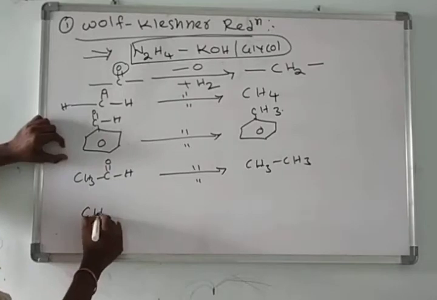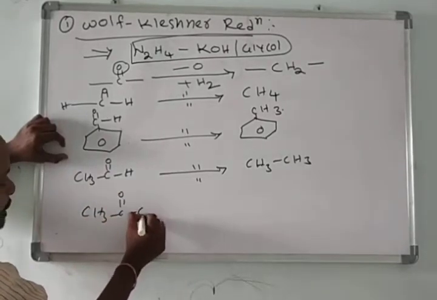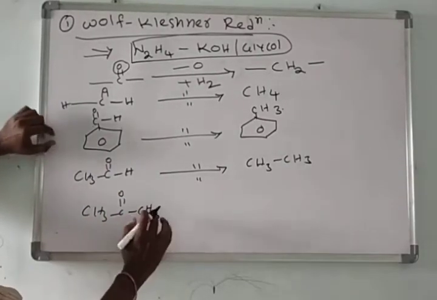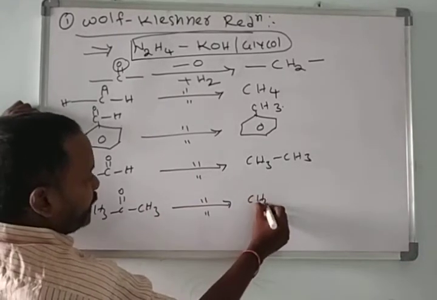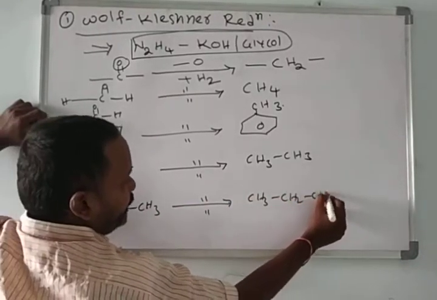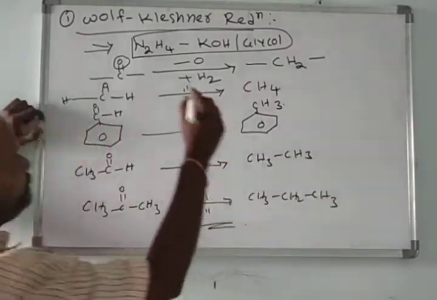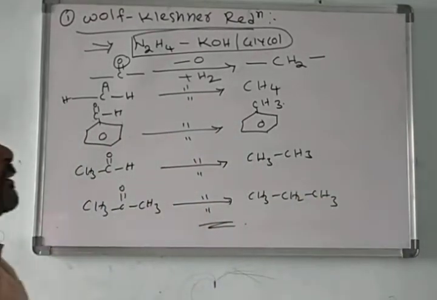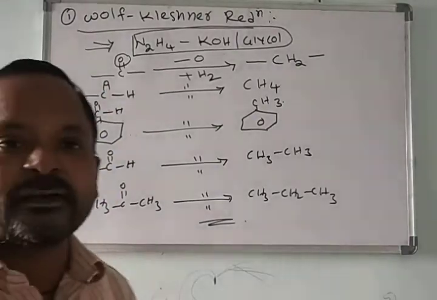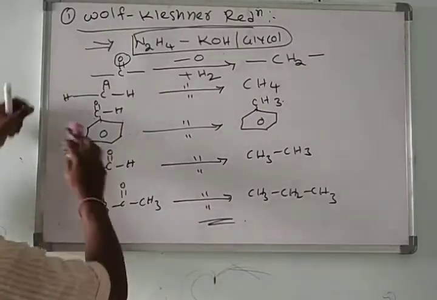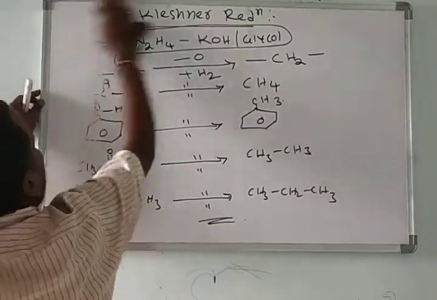You take acetone, CH3, C double bond O, CH3. Here we'll get CH3, CH2, CH3. This is about the first reaction, the Wolff-Kishner reduction. In continuation we'll see the second reaction, the Clemmensen reduction.